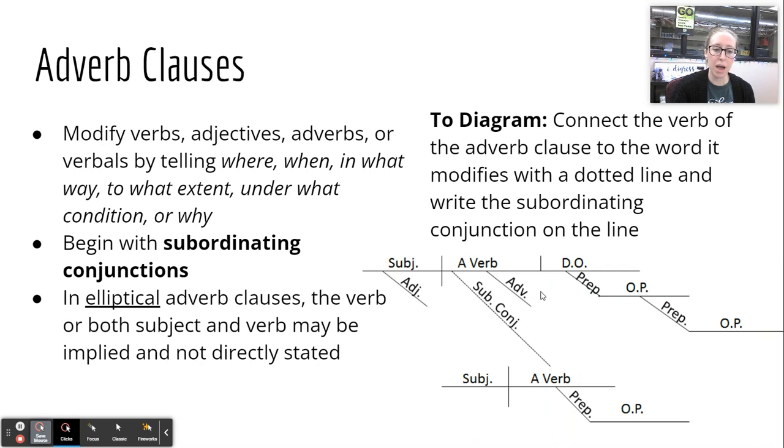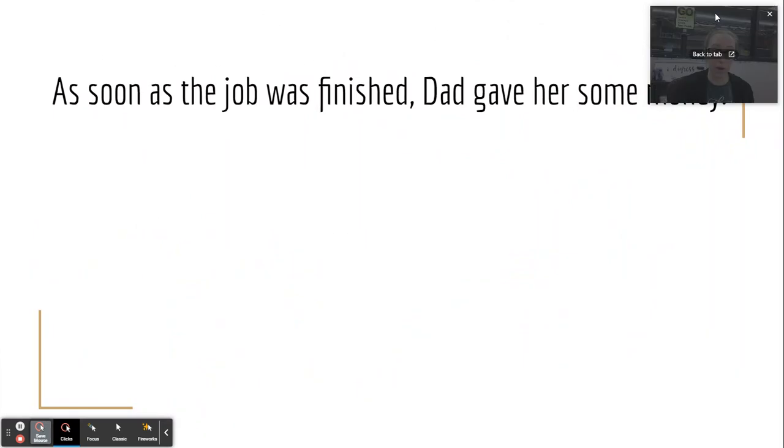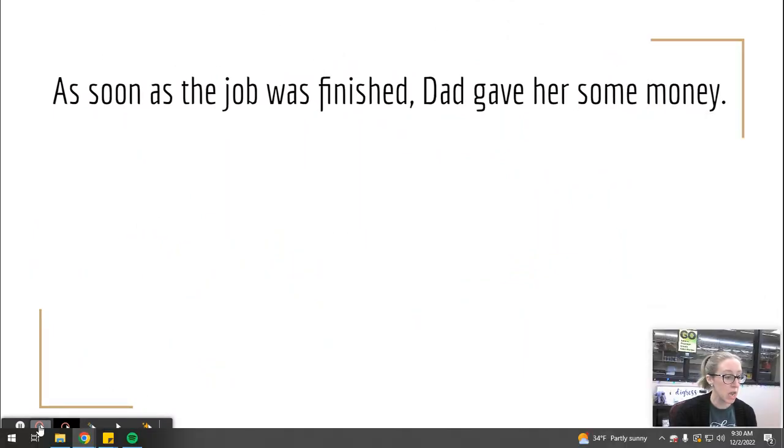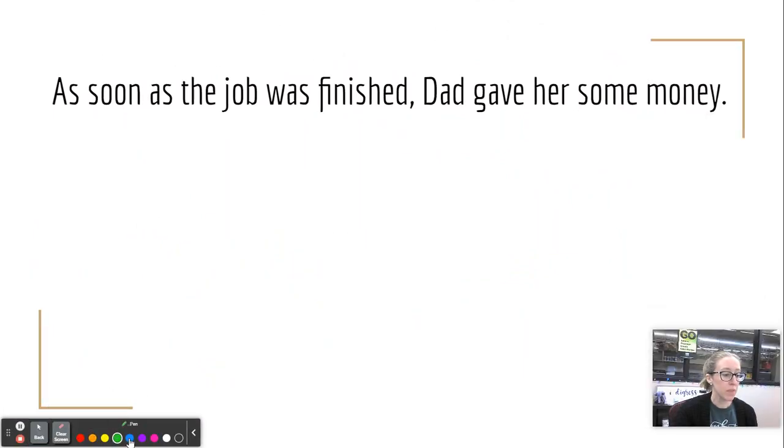But it could also be modifying an adverb or an adjective, or it could be modifying a verbal, like maybe we have a verbal as our direct object. So you just have to pay attention and really think about what this clause is modifying, and these questions are going to be really helpful to help you determine that as well. Okay, so let's take a look at this example here.